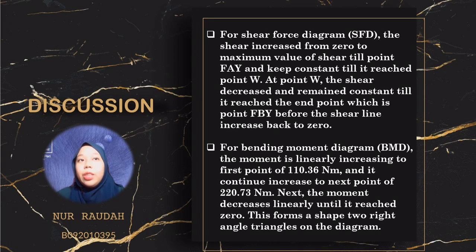For the bending moment diagram, the moment increases linearly to the first point of 110.36 Nm and continues to increase to the next point, which is 220.73 Nm. For the first half of this diagram, the moment increases linearly because of the horizontal constant shear line on the shear force diagram. Next, the moment decreases linearly until it reaches 0. This is also caused by the horizontal constant shear line on the shear force diagram. Since the structure is in equilibrium, the shear force diagram and the bending moment diagram start at 0 and end at 0.